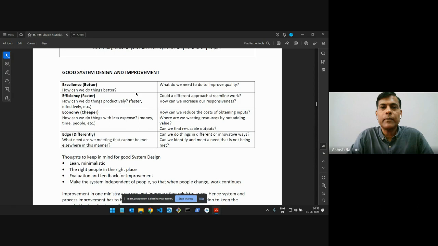So when we look at systems that are happening now, you can ask the question, is this really working well? Is it excellent? Can we do it better? Is it working efficiently? Is there economy in it? Are we wasting any money or time? Can we do something to meet more needs or to give us an edge in what we're doing? If we keep asking these questions constantly, we can improve system design. We can keep getting better in how we are doing things.